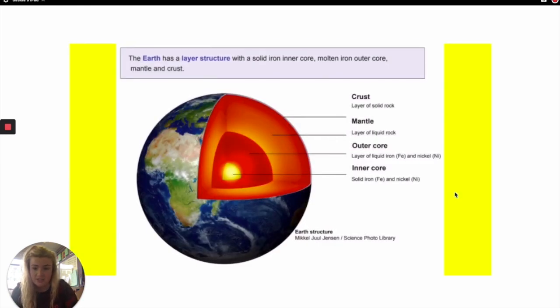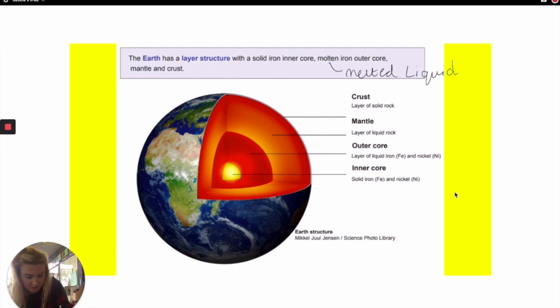So, first things first, this is the Earth. Okay, the Earth is a layer structure. It's got an inner iron core and a molten core. Molten means that it's melted. Okay, so it's more liquid than it is solid. And we've got the mantle and the crust. Okay, the crust is what we stand on. It's very thin in comparison to the rest of the Earth, but that's what we stand on.